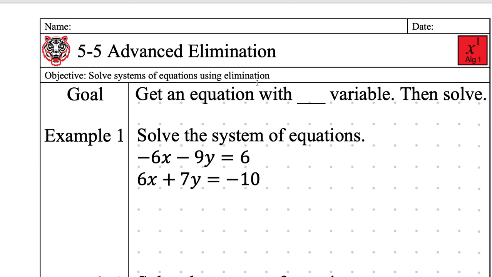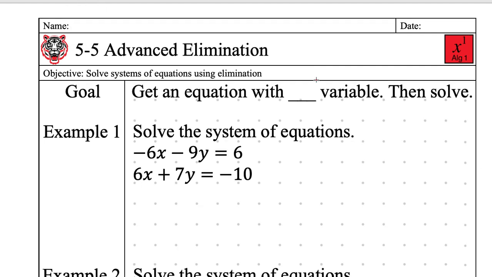All right, so today is Thursday, December 5th, 2019. We are on lesson 5-5 today, so we're doing Advanced Elimination. This is where we're actually doing the solving of those eliminations. I know a lot of people were frustrated yesterday that you couldn't solve them. Quiet raised hand, objective. Esha?